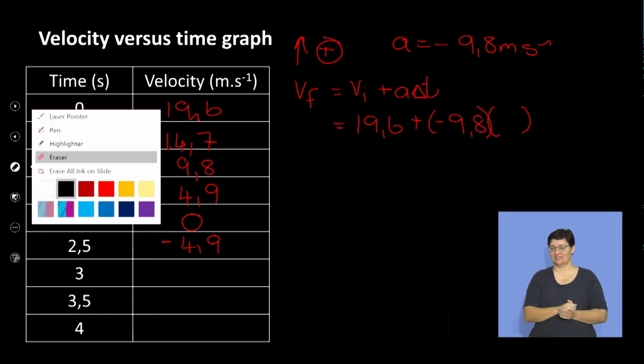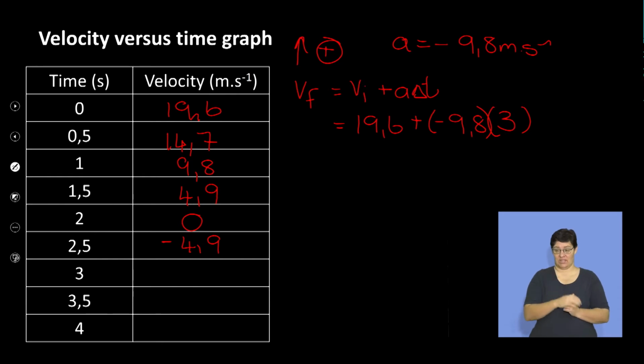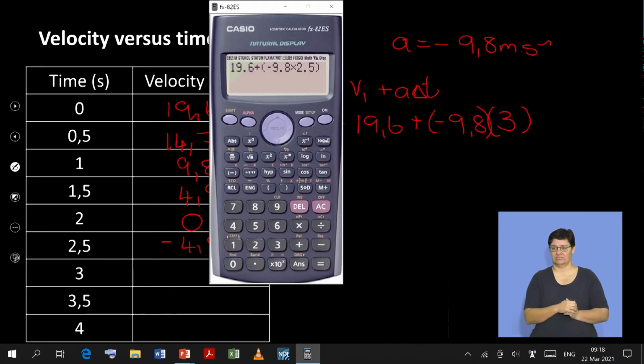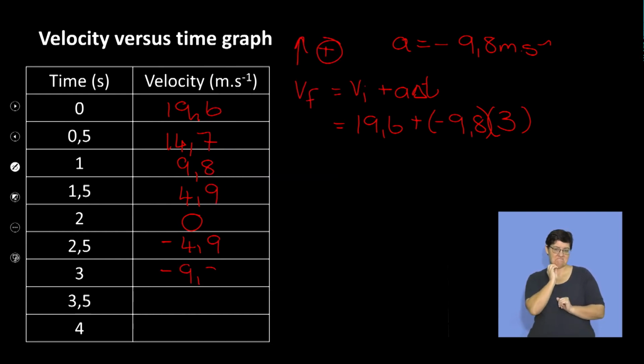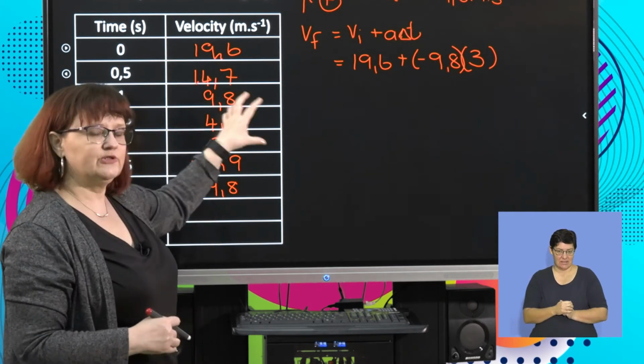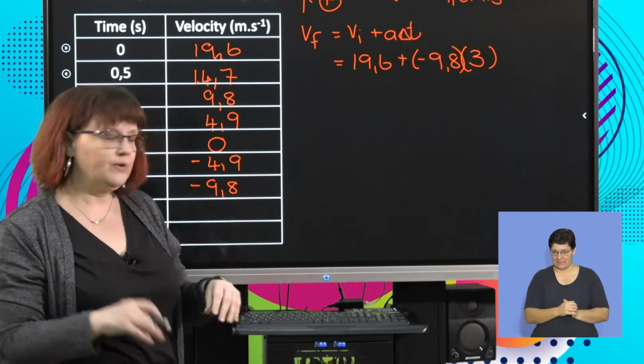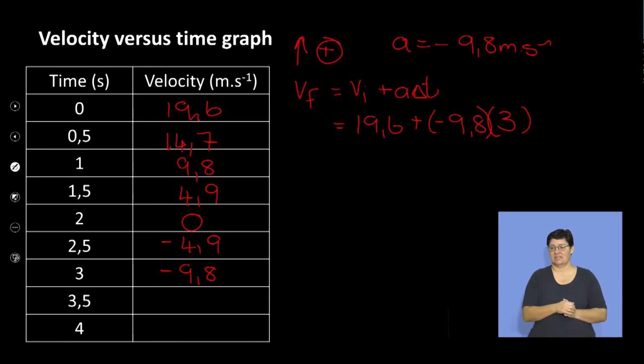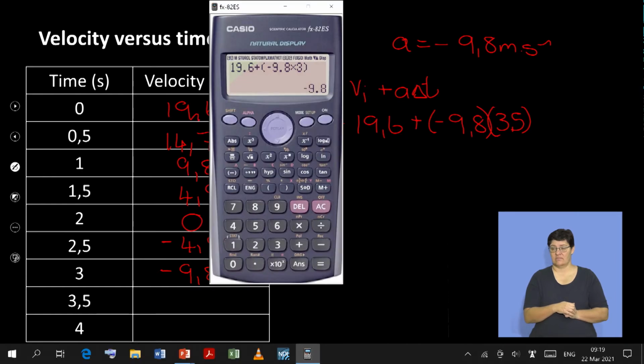If I now take this and make it 3, there we go. I'm hoping some of you can take a guess as to what my new value is going to be. Ooh, minus 9,8. Are you starting to see what's happening with these values as I go down? That there's some sort of symmetry, but that's good. It's what we want. Then we need to do 3.5. There we go. So we put this into our calculators again.